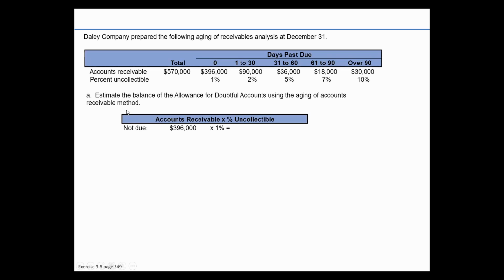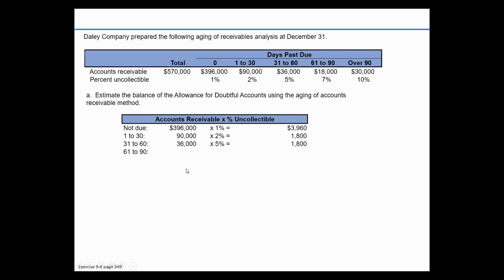So for the period that's not due, we take $396,000 multiplied by 1%. We figure that about 3,960 of that is uncollectible. So from 1 to 30 days is 90,000 multiplied by 2% is $1,800. 31 to 60 days, which is 3,600 times 5%, is 1,800.